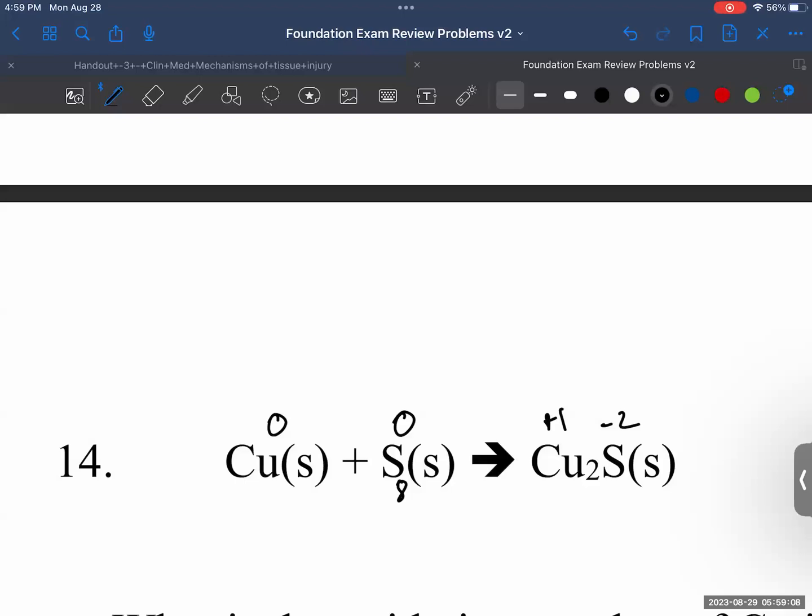All right, it's almost quitting time. So you said copper is reduced? Copper is oxidized. It's a reducing agent.